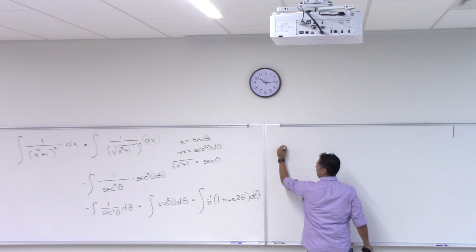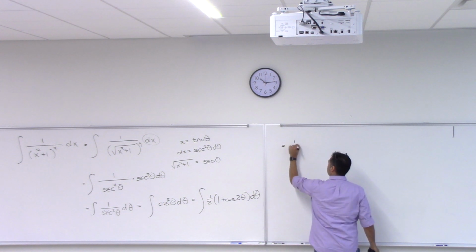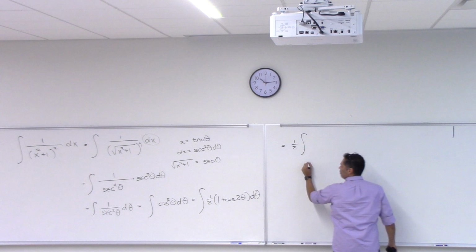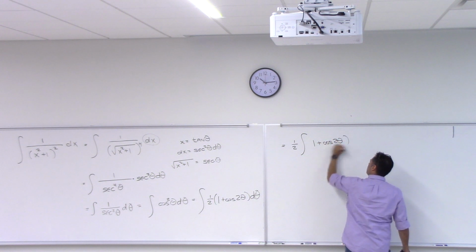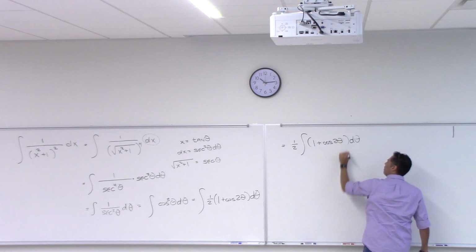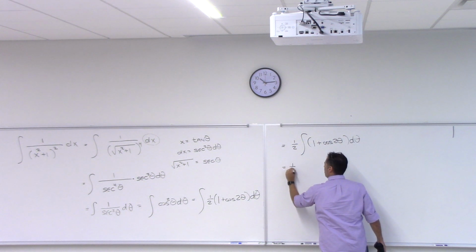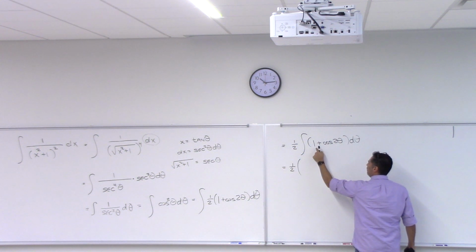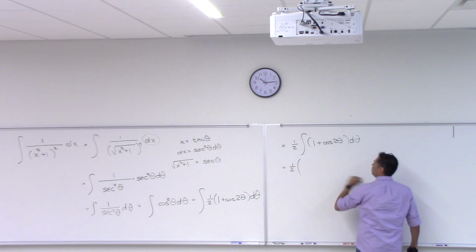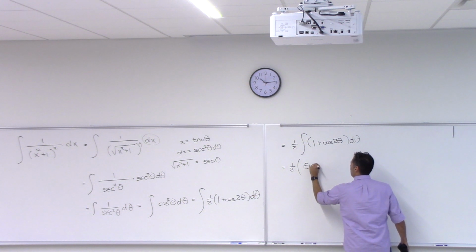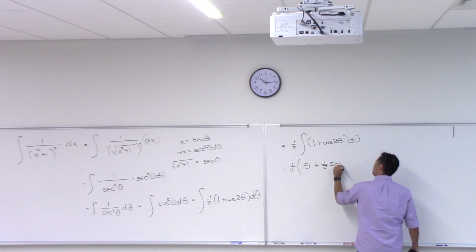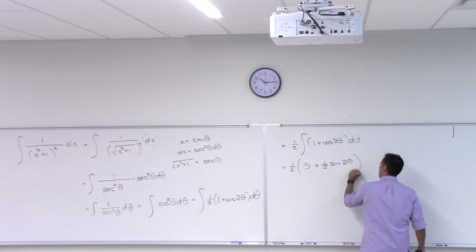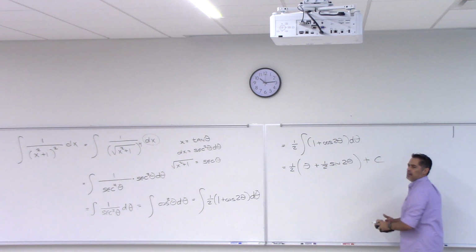Oh, I just erased the other answer. Oh well. One-half comes out, integral of 1 plus cosine 2 theta d theta. Time for the antiderivative, 1/2. Okay, antiderivative of 1 with respect to theta is theta, plus 1/2 sine 2 theta. And then plus C, right?